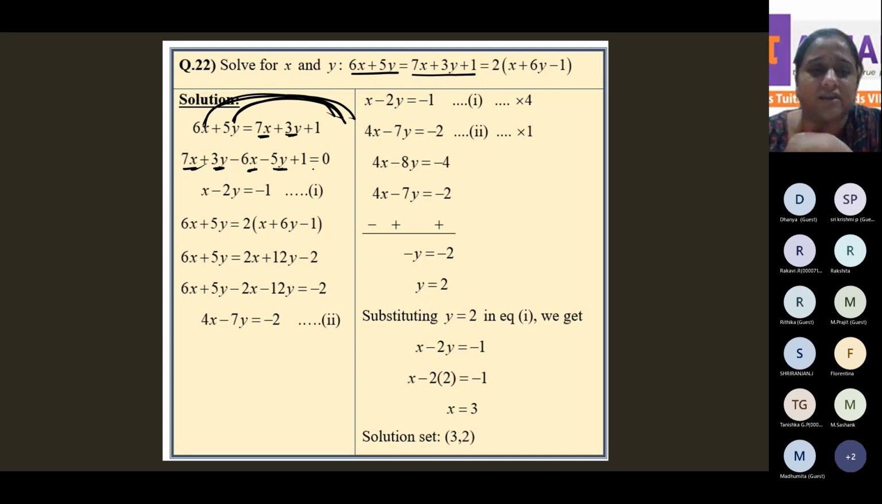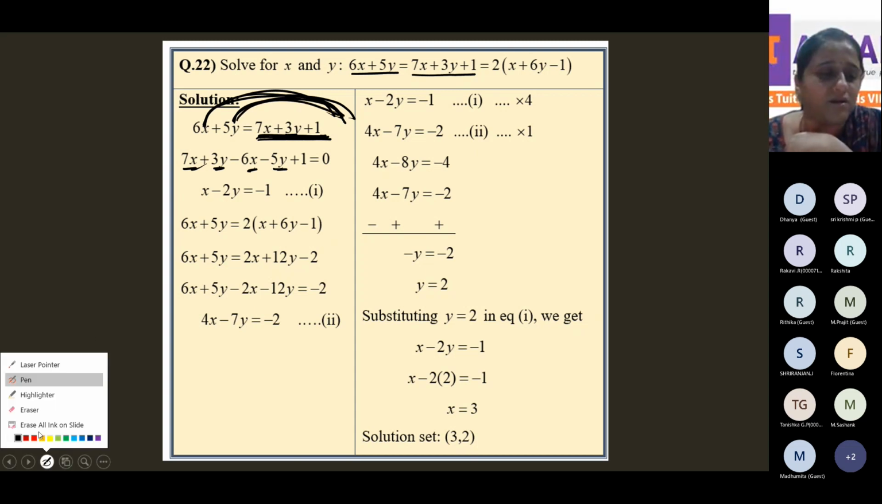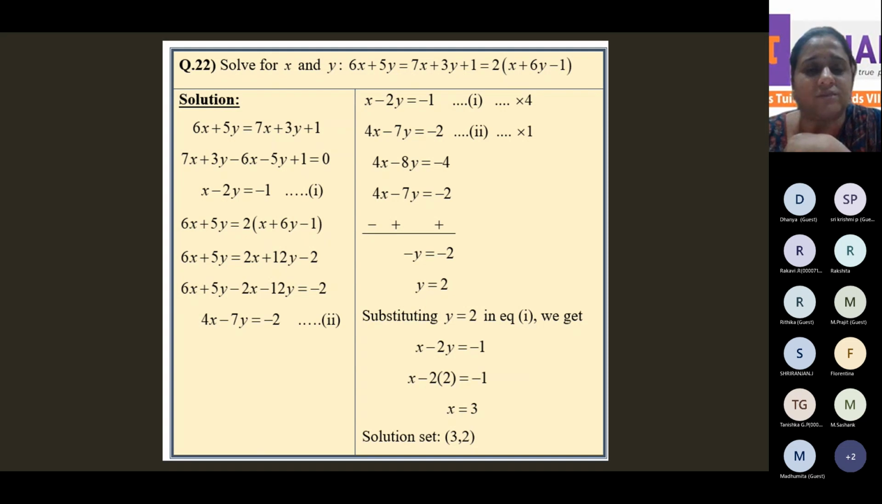I've not transposed that. Basically, I've written these three terms as it is: 7x plus 3y plus 1. I've taken 6x and 5y to the other side, so 6x becomes minus 6x and 5y becomes minus 5y is equal to 0. 7x minus 6x is x. 3y minus 5y is minus 2y. And this plus 1, when you take it to the other side, it becomes minus 1. Should I tell you again? No, ma'am, it's clear. Okay.